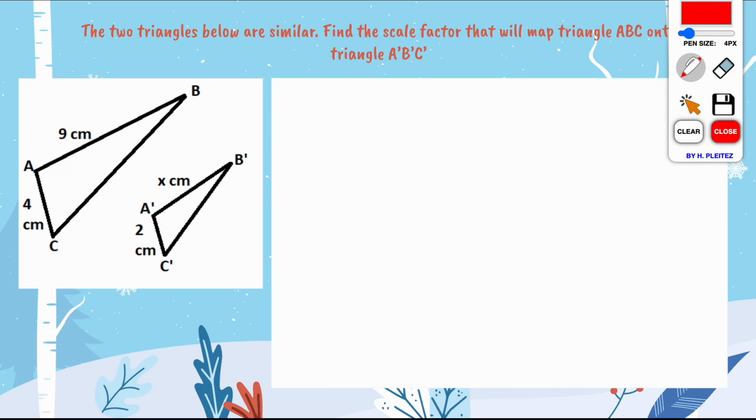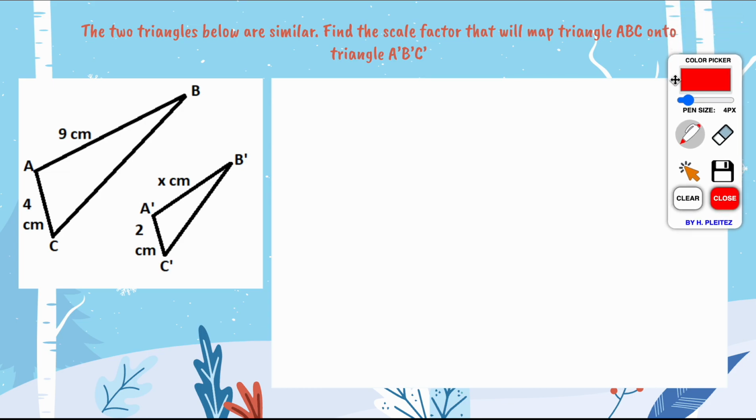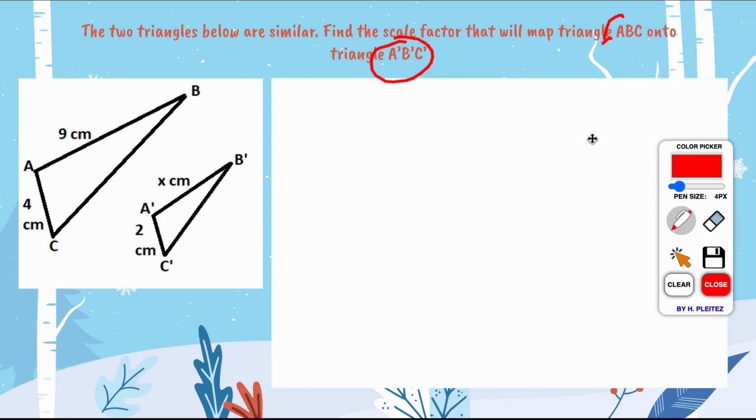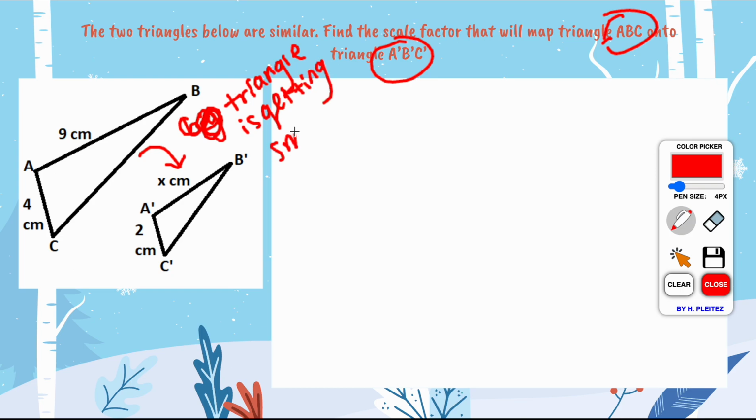The 2 triangles below are similar. Find the scale factor that will map triangle ABC onto triangle A prime, B prime, C prime. So my first method of attack here: we're going from ABC onto this one, so I know I'm making my triangle smaller. What that tells me, just by thinking about our vocabulary words, is my scale factor is going to be less than 1. I know I'm going to be multiplying by a fraction here.